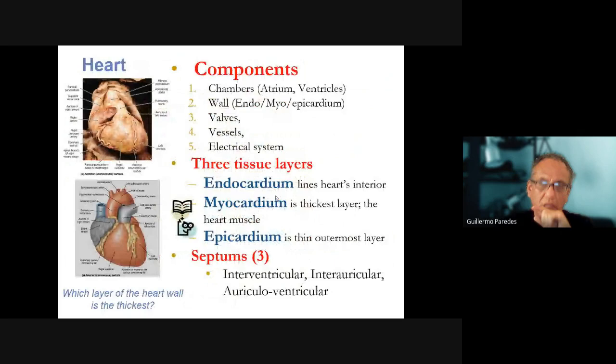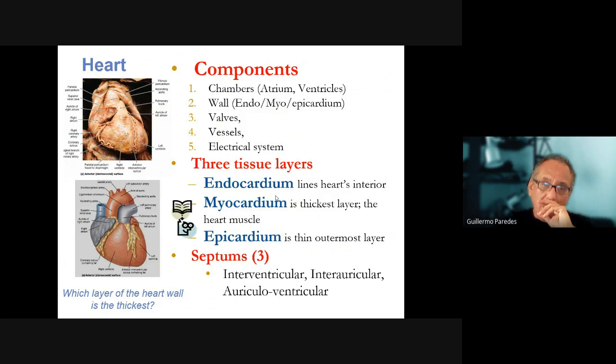Yes. All right, so the heart, we are going to make a drawing, that you're going to draw three times. And we have the three layers of the heart. The inner layer is the endocardium. Endo means inside, cardium means heart. Myocardium, myo means muscle. Epicardium, epi means above. Please don't get confused with the pericardium. Epicardium is part of the heart, one of the layers of the heart. The pericardium is the layers that cover the heart, nothing to do with the heart itself. It's just the cover of the heart.